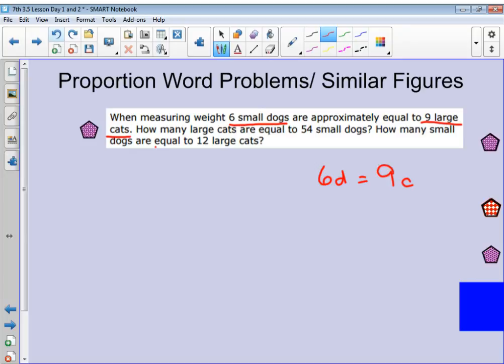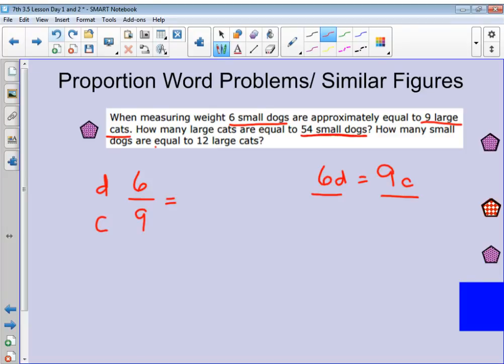Or you could just set up the very first sentence as a ratio itself, and that's what I tend to do. I've got 6 dogs, so I'm going to do dogs over 9 cats. And you'll notice that either way we choose to do this, we're going to end up cross multiplying between the same numbers. So how many large cats are equal to 54 small dogs?